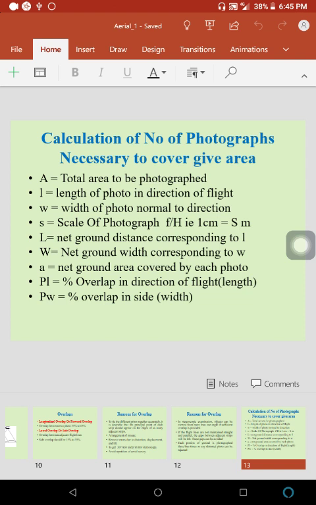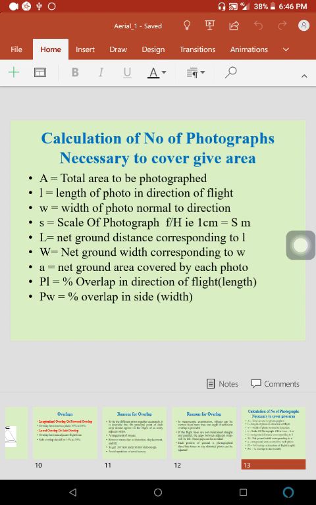The same scale can be written as 1 centimeter is equal to 100 meters. So when you take the value of S, the S should be in meters. Then capital L represents the net ground distance corresponding to the length of the photograph. Capital W is the net ground width corresponding to the width of the photograph. The small letter a represents the net ground area covered by each photograph, that is, a single photograph.